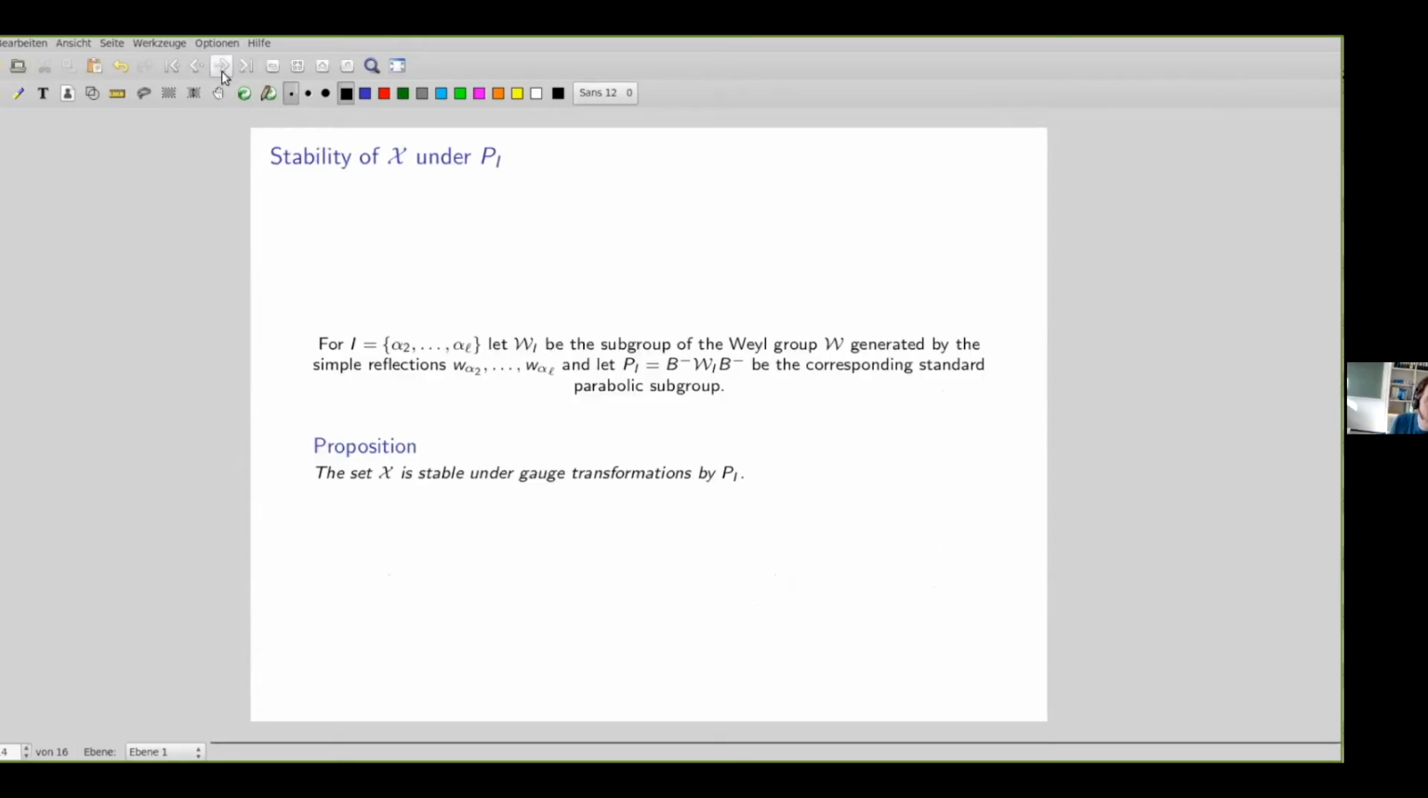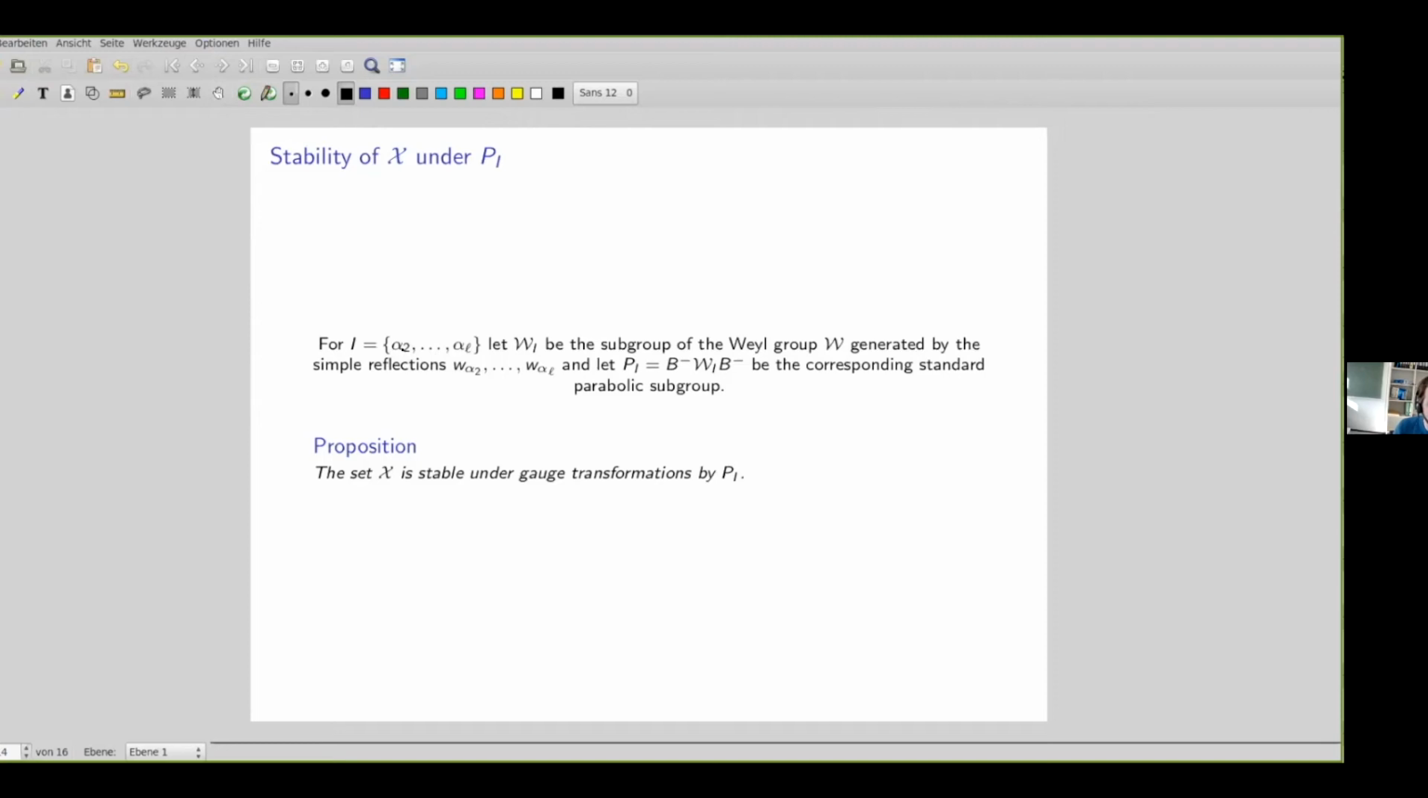So now we want to look at the orbits in this subset. And for that, we need first to see that it is stable under some group of G. It is not possible that it is stable under the full group G, but it will be stable under a parabolic subgroup. So which parabolic subgroup is that?